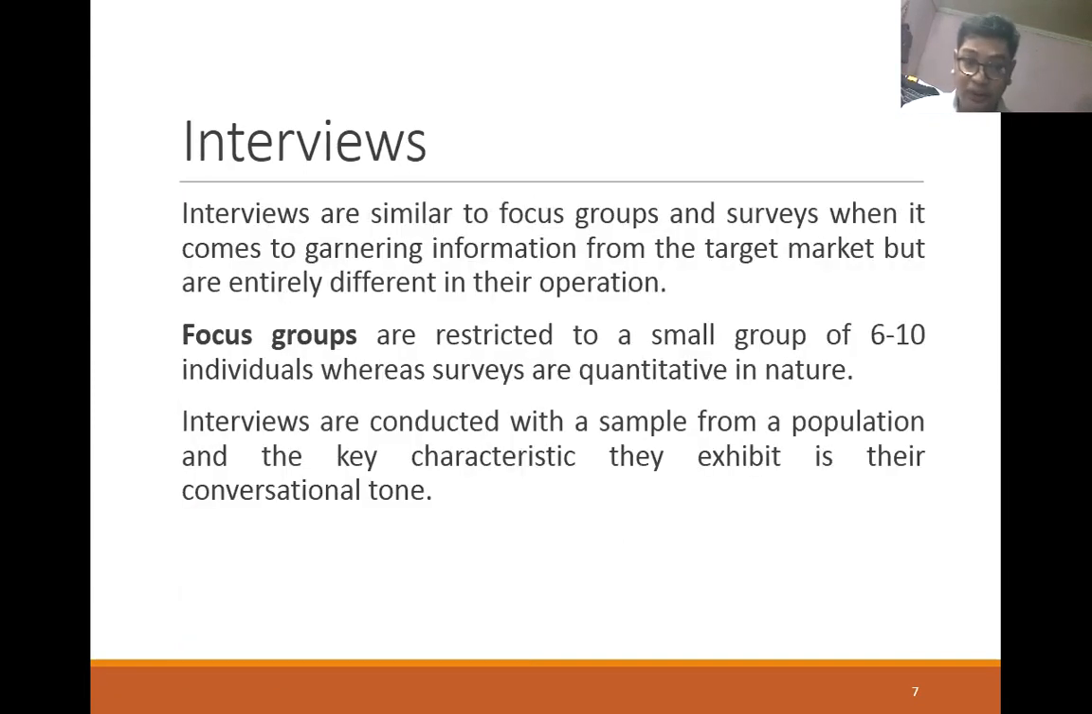Okay, let's go here. The interviews are similar to focus groups and surveys. Remember, there is a focus group and surveys, and it is a form of interview. But there is a but later. When it comes to garnering information, maybe from the target market or target population, target respondents, they are entirely different in their operation. So even though focus groups and surveys are just a form of interviews, they have a different operation. What's that operation?